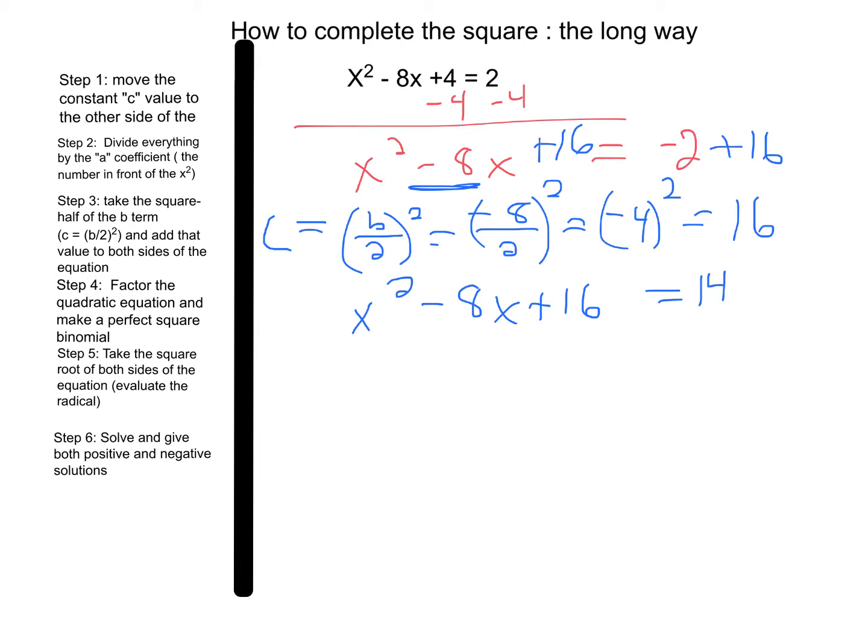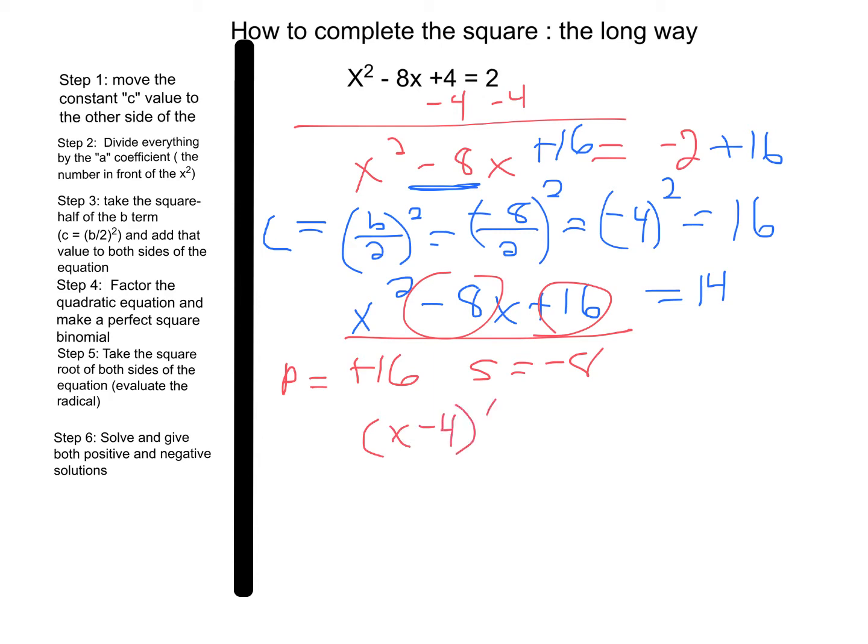Okay? Now, next thing we need to do is factor the quadratic equation. So we need to PS2 this, or factor it however you know. So the product is positive 16. The sum is negative 8. So the two numbers that multiply to 16 but add to give me negative 8 are x minus 4 and x minus 4 again. Or, I can rewrite this properly as x minus 4 squared equals 14.